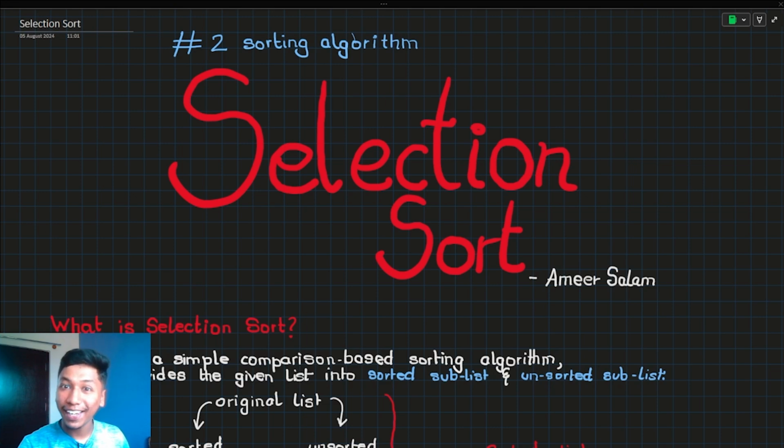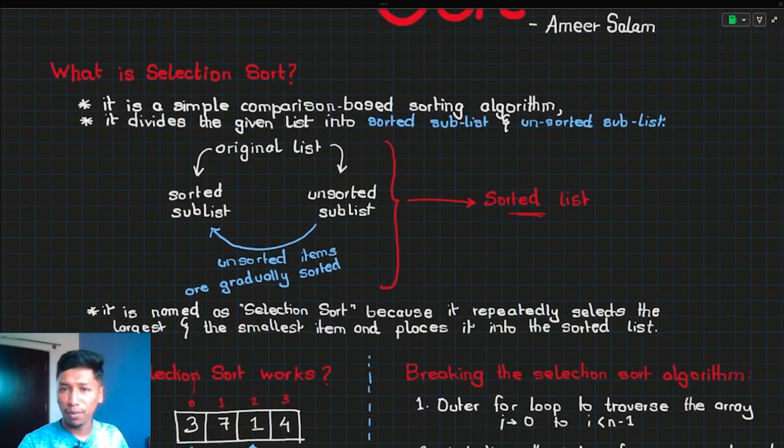Now, without wasting any more time, let's jump right into the video. First of all, what is selection sort algorithm? Well, straightforward, it is a comparison based sorting algorithm.